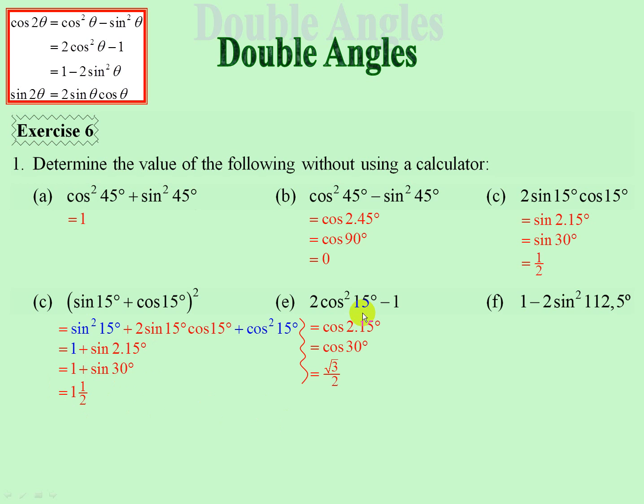2 cos squared minus 1, well, there's 2 cos squared minus 1, cos 2 theta, so cos of twice 15, cos of 30, root 3 over 2. 1 minus 2 sine squared, well, there we are, 1 minus 2 sine squared, cos 2 theta, so therefore I'm going to write this as cos of twice 112.5, cos of 225, third quadrant, 180 plus 45, cos negative in the third quadrant, cos of 45, root 2 over 2.